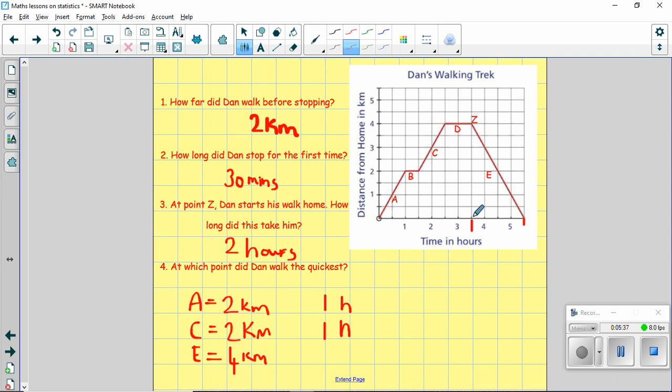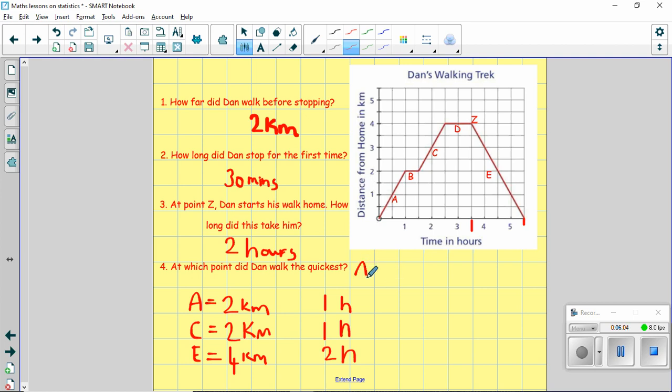So that's 3.5 hours up to 5.5 hours. So in 2 hours. So at which point did Dan walk the quickest? Well, if he's travelled 2 kilometres in 1 hour, 2 kilometres in 1 hour, 4 kilometres in 2 hours, they're all the same. So he's travelled at a constant speed.